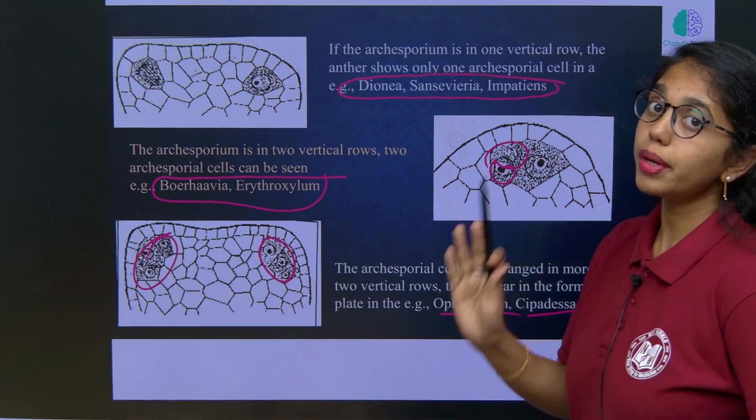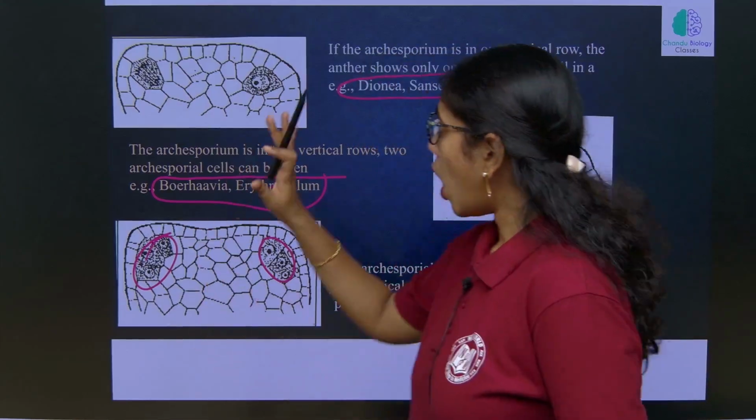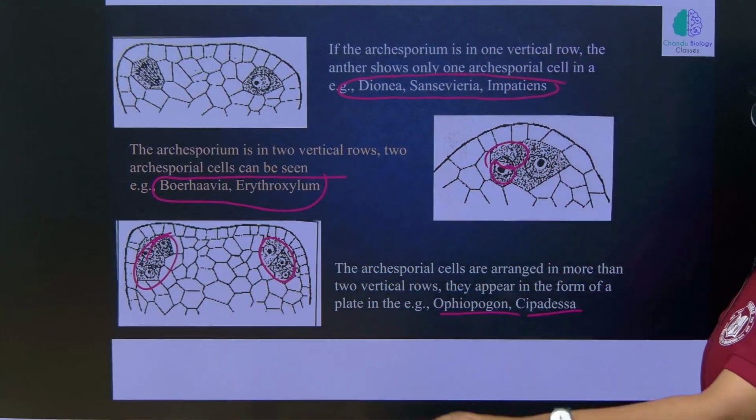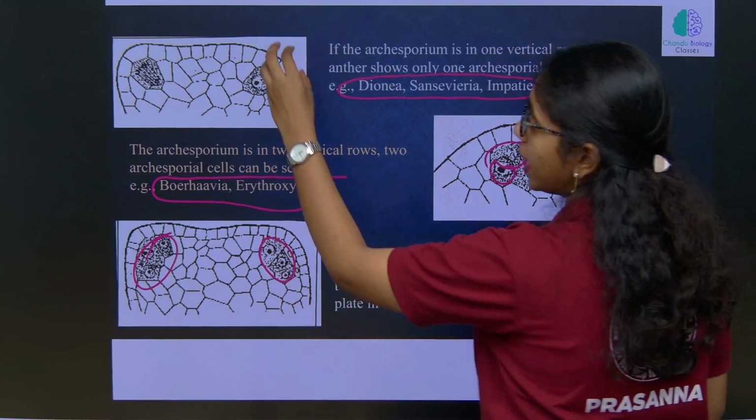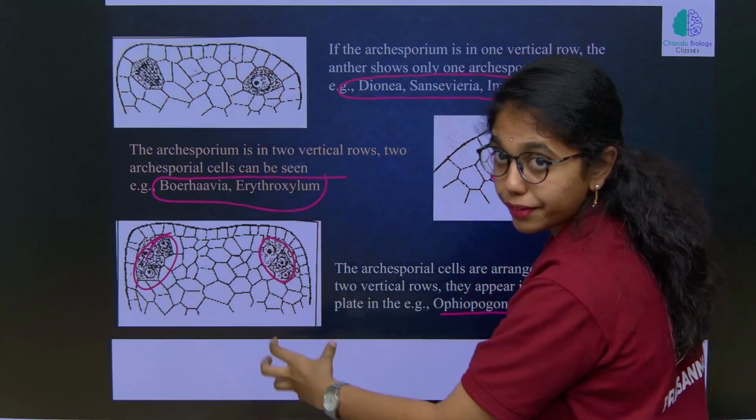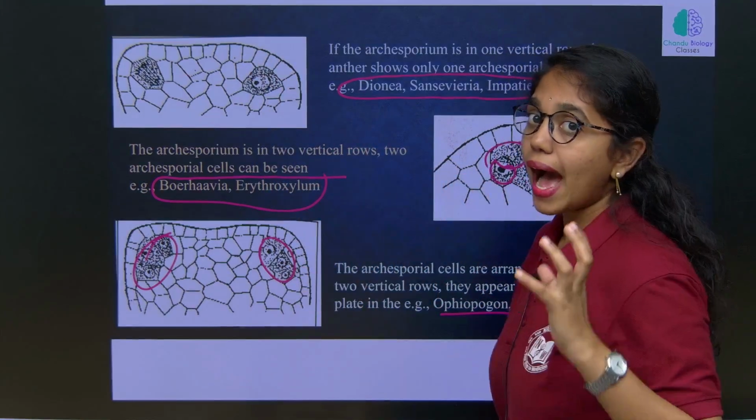We have to remember the examples, friends. All the examples wherein archesporial cells are arranged as 1 row, 2 rows and 3 rows have to be kept in our mind.